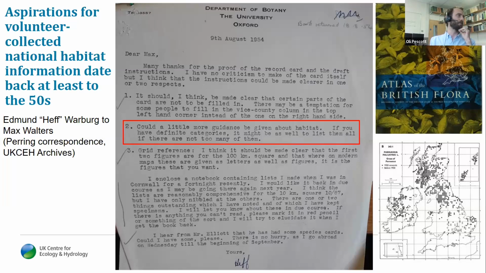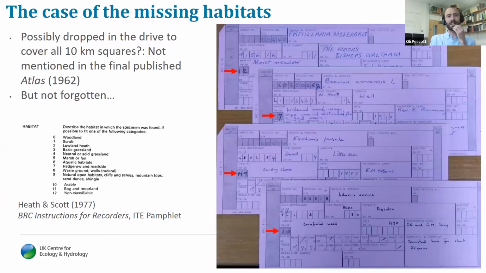And here is a botanist, Hef Warburg, you may have heard of. There's a nature reserve named after him in the Oxfordshire Chilterns down at Bix, corresponding on that point about guidance for surveyors in terms of recording habitat in the field, how that would be codified on the cards and how that might be used. As it happens, that information was never really used in any kind of publication per se, at least in terms of national atlasing. It was continued in kind of BRC, Biological Record Centre type recording.